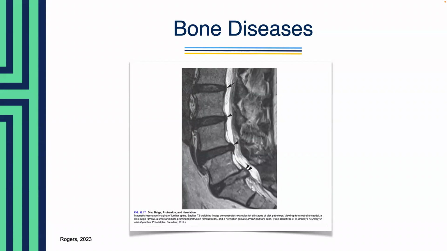You can see in the image here, figure 18.17, an MRI of the lumbar spine, which shows the disc bulge if you look at the arrow, the arrowheads showing the protrusion, and the double arrowhead showing the herniation. Now, the lumbar spine is the body part most affected, particularly the L4-L5 and L5-S1 discs, due to the increased mechanical stress. However, degenerative disc disease can also affect the cervical and even the thoracic spine.